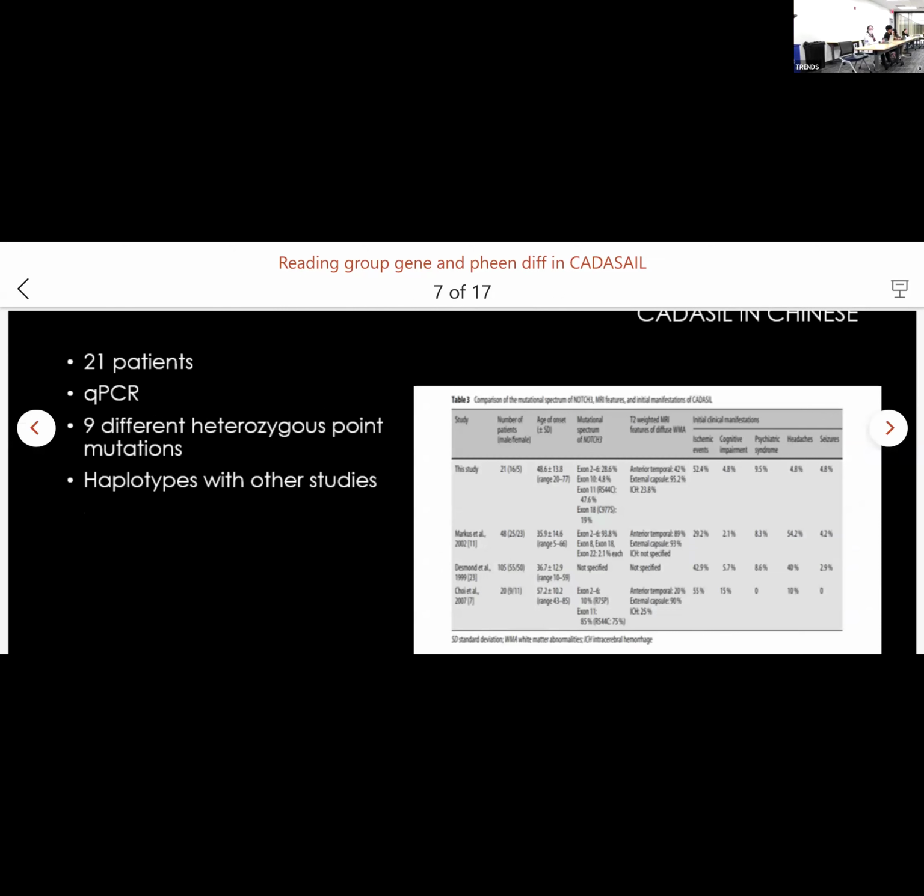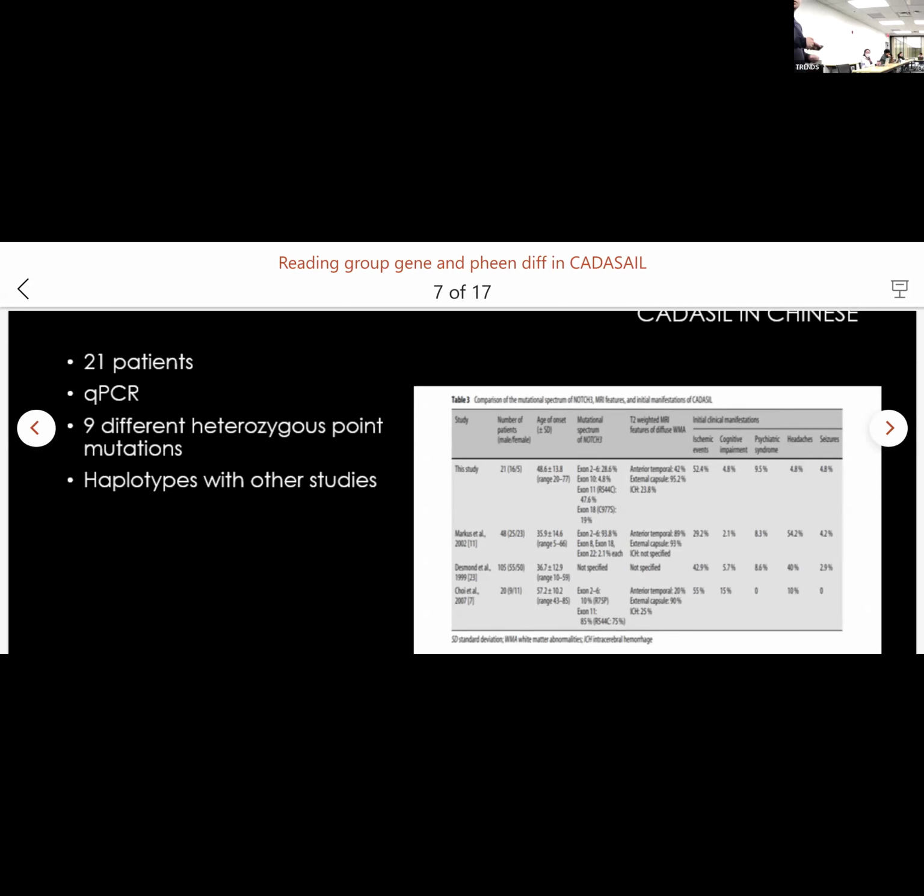The next one I'm going to discuss is now we're moving closer to China. If you can think about it geographically, that would be helpful too. So there were 21 patients in this Chinese study that used PCR and effectively did similar things to what Finland did, but in a Chinese population itself. They found 9 different heterozygous point mutations, which is really interesting. They even cross-referenced it to previous haplotypes from other studies, including the Finland one.